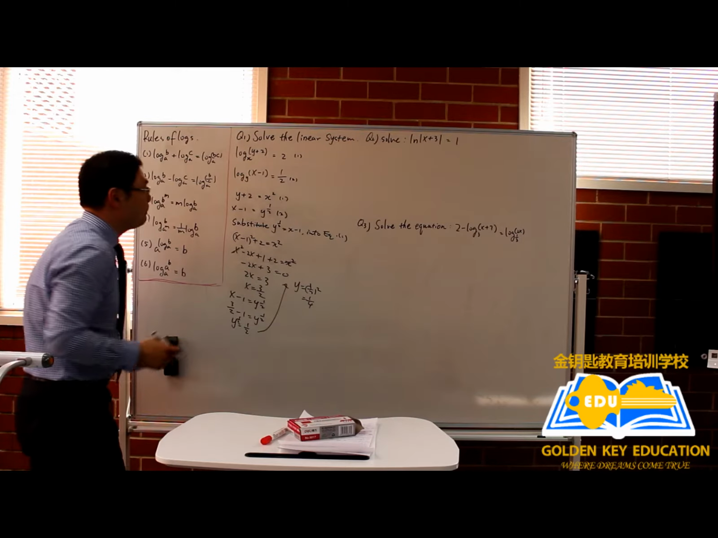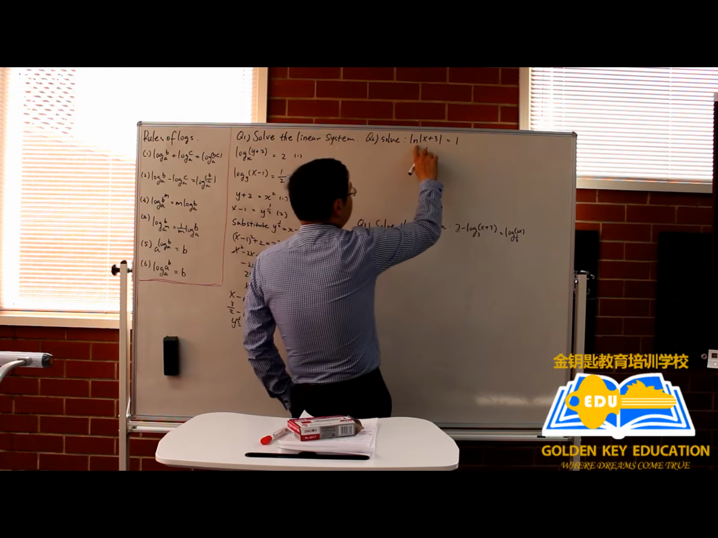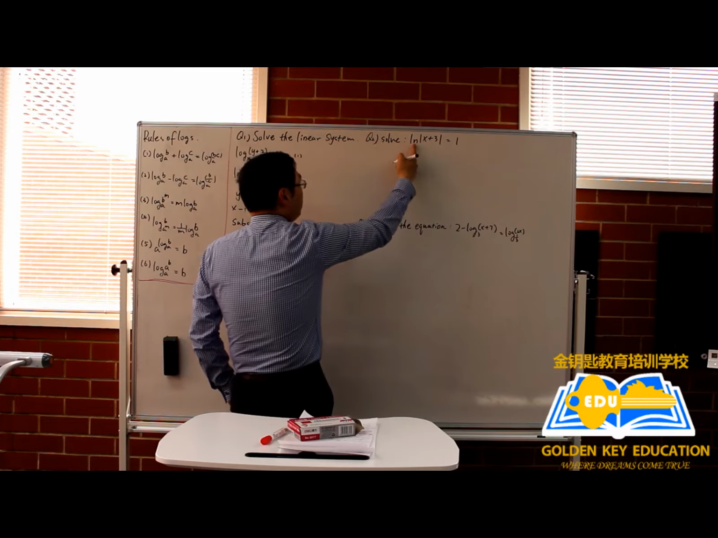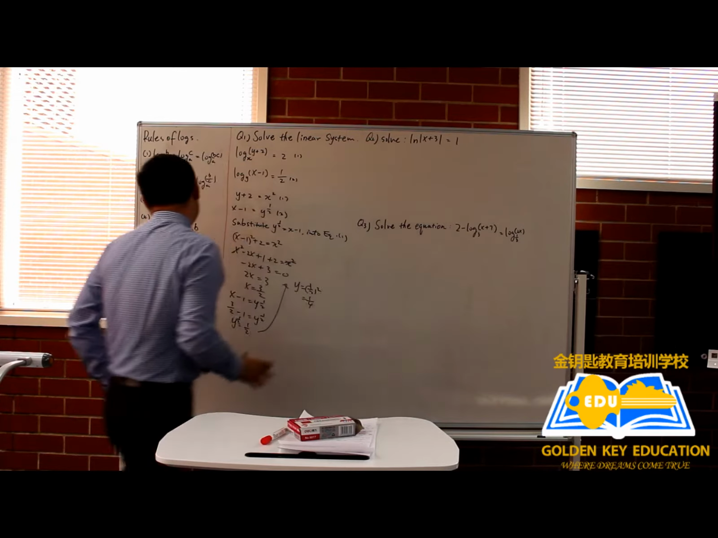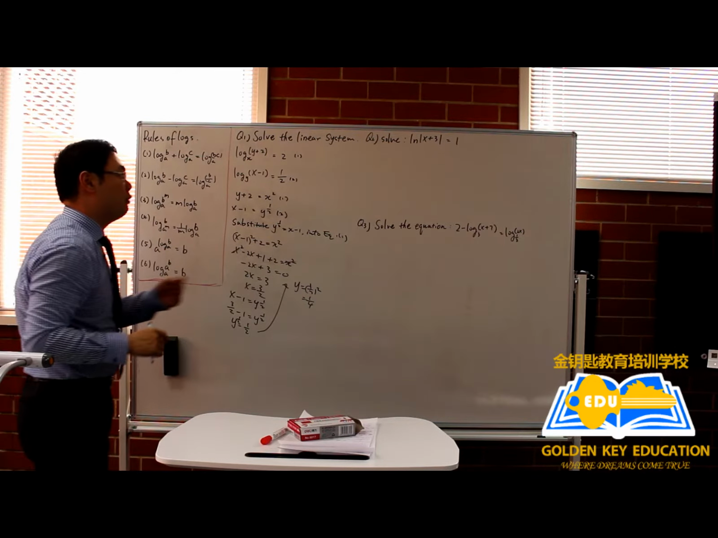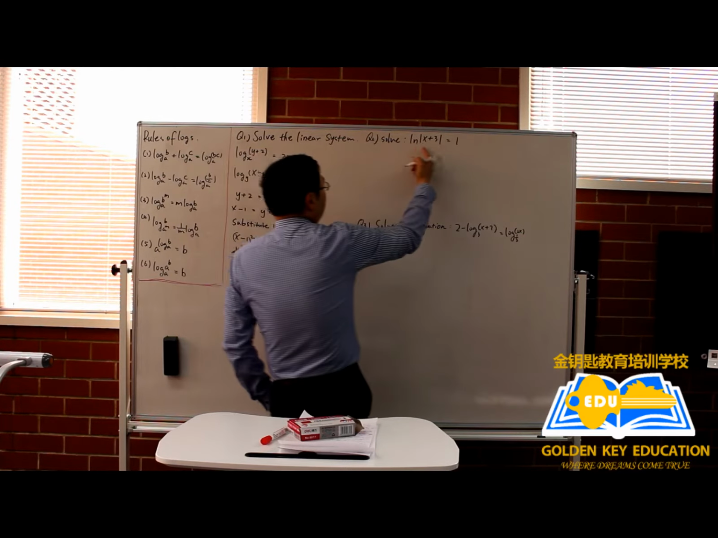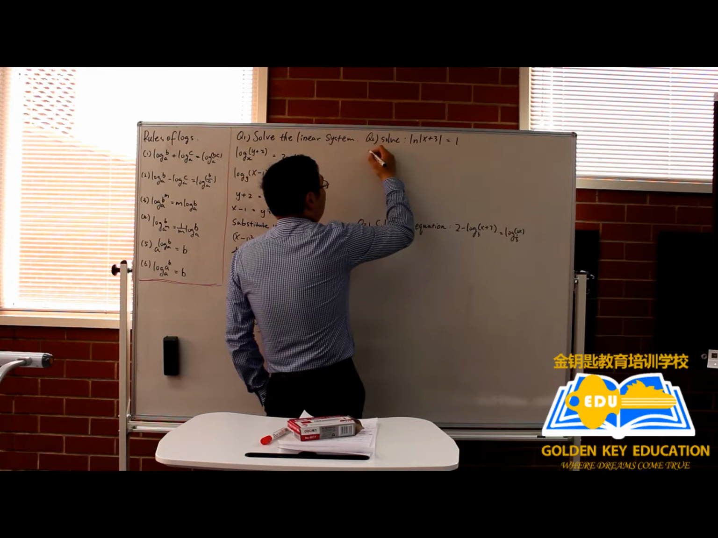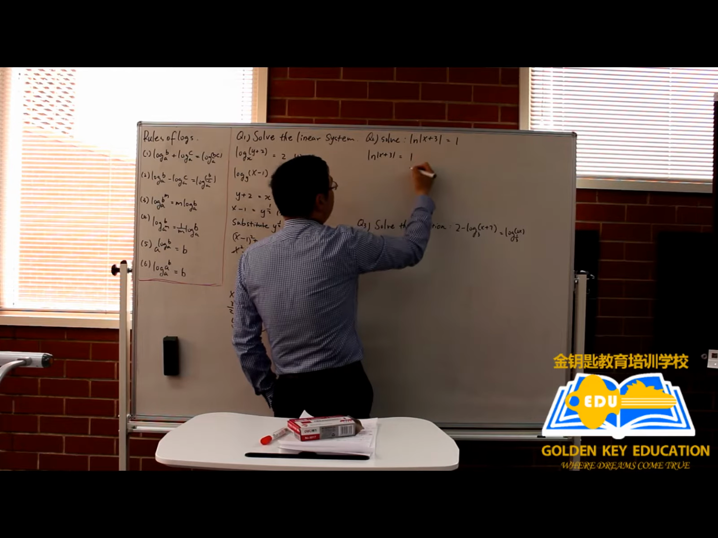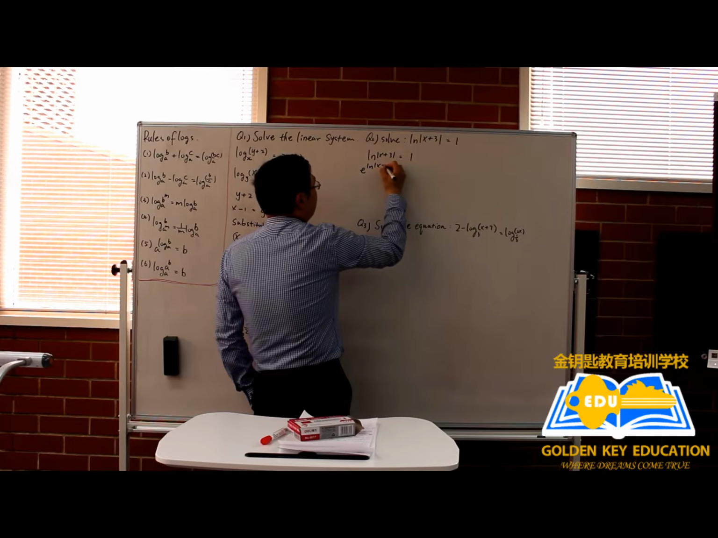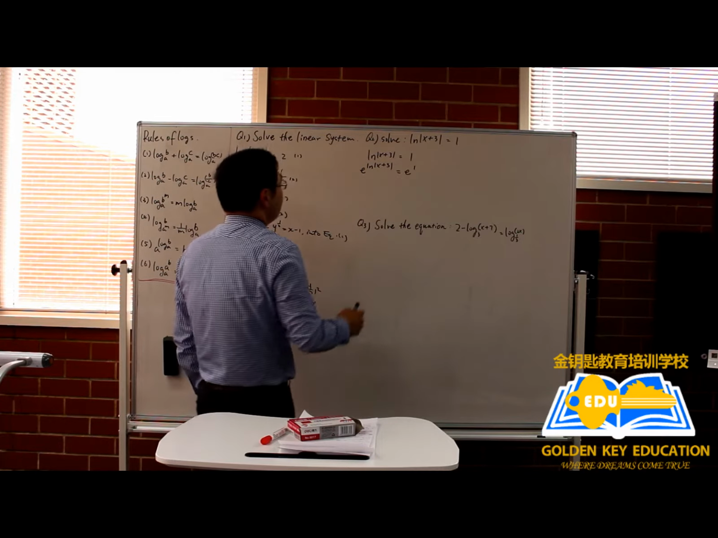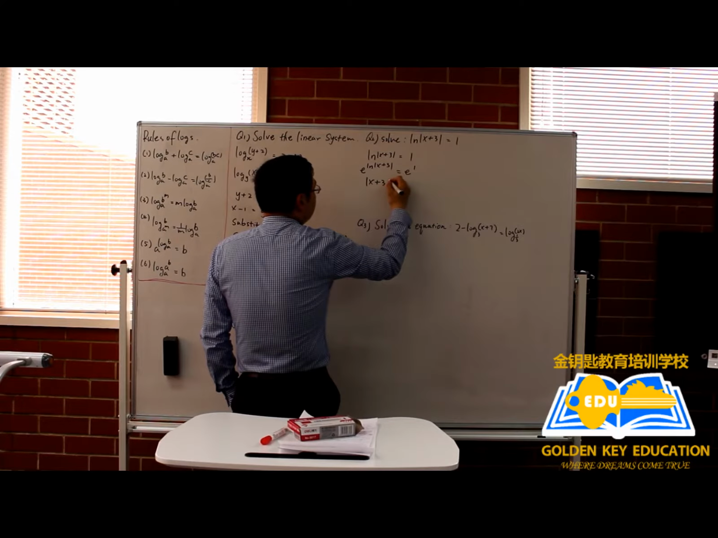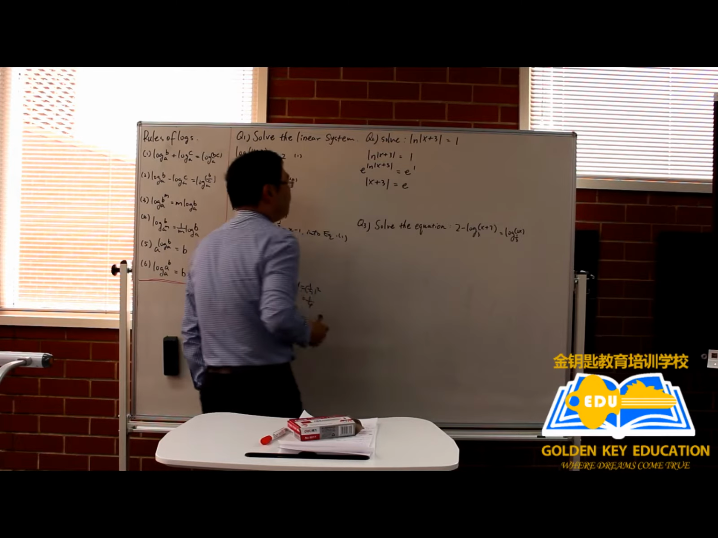Okay, so that's the first one. The second one is, we want to solve this natural logarithm. So remember this ln, or natural logarithm, is just log base e. Using the same analogy as number 5, but this time we're going to replace a by e. So we can first do ln of the absolute value of x plus 3 equals 1, and then e to the power of ln of the absolute value of x plus 3 equals e to the 1. Okay, so the absolute value of x plus 3 is just e.